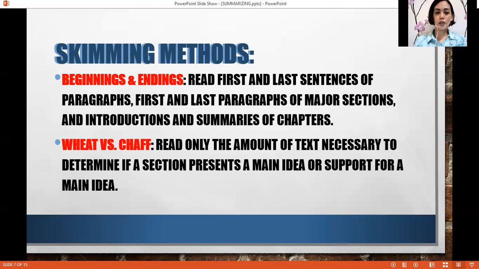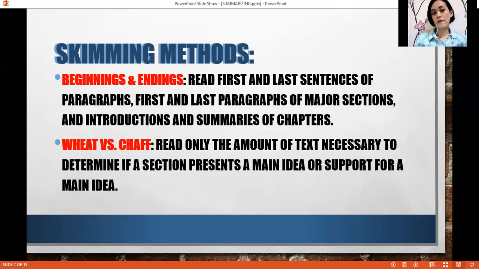For research works, they do have chapter summaries, like for the background of the study, for the review of related literature, for the results or the methods used, and the conclusion, the findings. They do have those chapter summaries. Okay, so let us proceed now to the next method for skimming, that is wheat versus chaff.